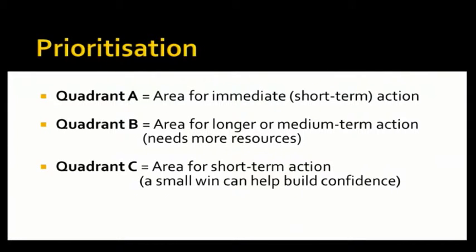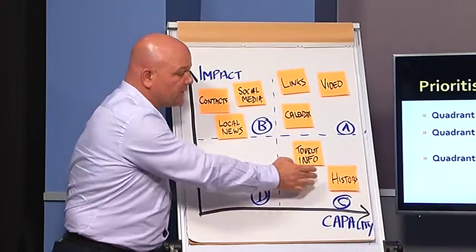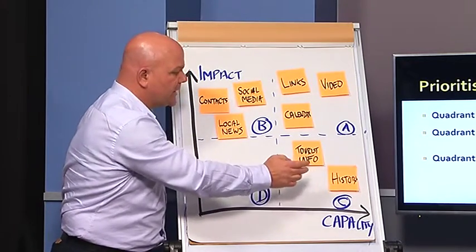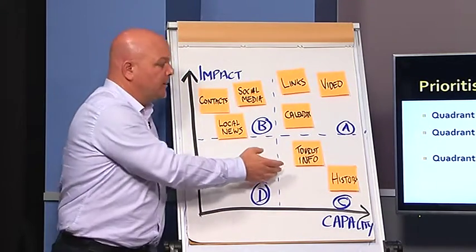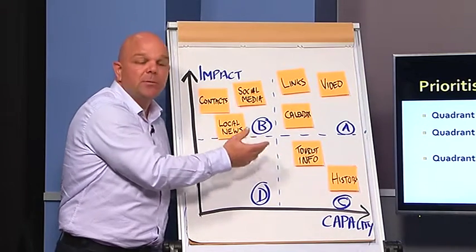In Quadrant C, that's where you can actually get some wins on the board, because it's still got a fair bit of capacity. The impact's not as strong, but it's a good way to actually get some confidence in people there. So things like getting a bit of your local history there, or tourist information. You may not get it overrun with tourists and new business, but it's still going to bring some value into the CRC.